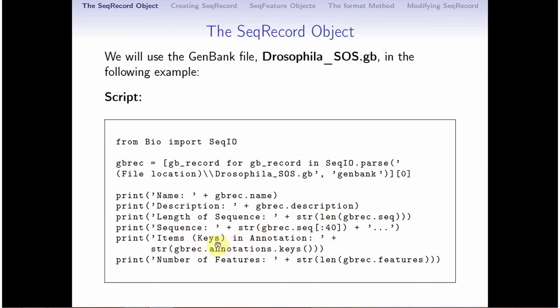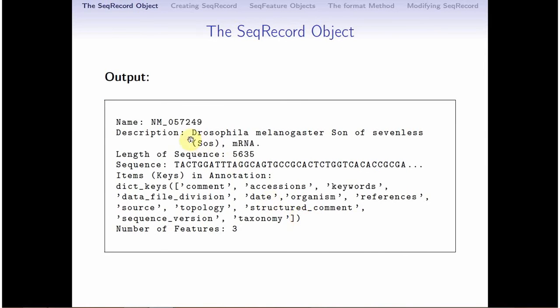Then after that, print out the annotation keys, and lastly, the number of features inside this GenBank file. Okay, so output will be like this. So this is the name, this is the description. Okay, this is the length of the sequence, this is the first 40, dot dot dot.